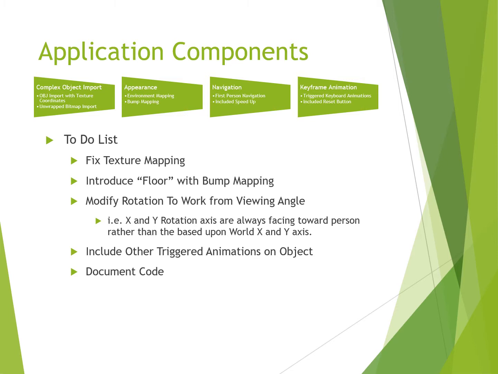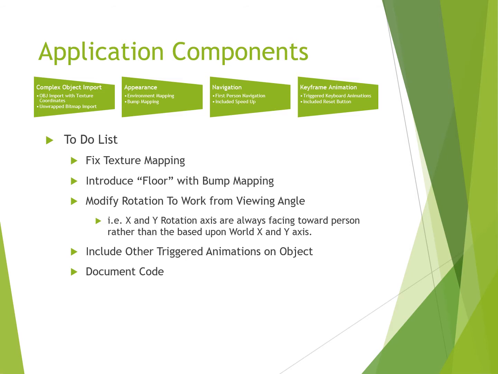Working also on modifying the rotation of the object depending on the viewing angle instead of the model's actual X and Y axis itself. So I'd like to rotate it toward the person if I'm rotating along the X-axis, or if I'm rotating along the Y-axis, I always want to rotate with respect to the viewing matrix rather than the model matrix itself.